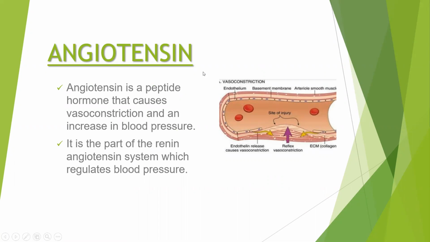First is angiotensin. Angiotensin is a peptide hormone that causes vasoconstriction and an increase in blood pressure. It is part of the renin-angiotensin system which regulates blood pressure. We will see the next slide. What is the renin-angiotensin system? This is the vasoconstriction, meaning constriction of blood vessels.